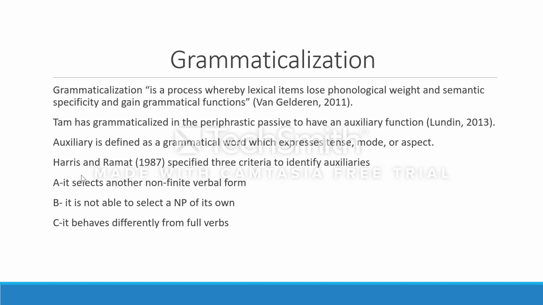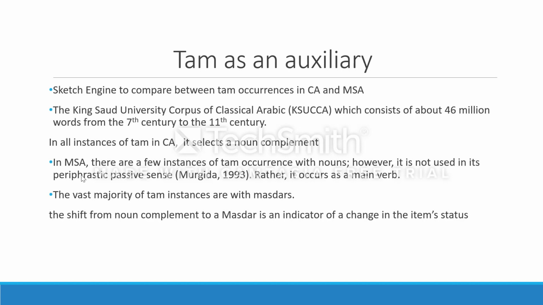Grammaticalization is defined as a process whereby lexical items lose phonological weight and semantic specificity and gain grammatical functions. Given that the status of auxiliary is very controversial in the literature, I will adopt Heine and Ramat 1987 definition of auxiliary, which defines auxiliaries as grammatical words which express tense, mode, and aspect. Heine and Ramat, in addition, specified three criteria to identify auxiliaries. First, it selects another non-finite verbal form as its complement. Second, it does not select a noun as its complement. And third, it behaves differently from full verbs. I will use these criteria to investigate how tem is used in both classical Arabic and modern standard Arabic.